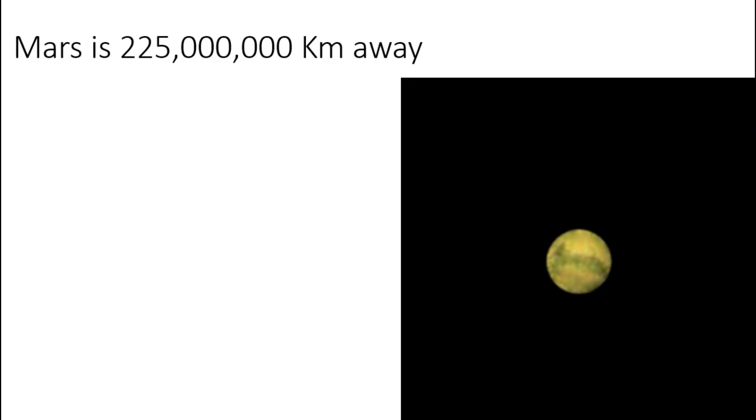Mars is actually 225 million kilometers away. It's really far. It looks small. It's not small actually. It's really big. So when we come closer to Mars, do you think we're gonna take a better picture? Of course. But from Earth, we have to use a telescope to magnify the picture.